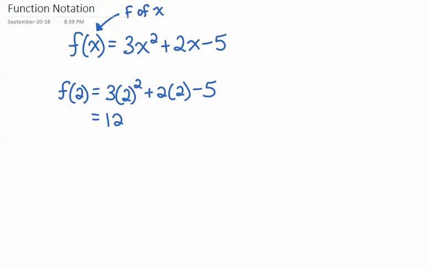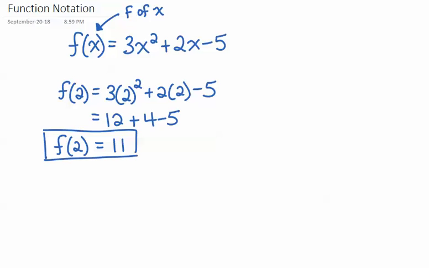So we got 12 because 2 squared would be 4, and 4 times 3 would be 12, plus 4 minus 5, which would equal 11. So now we know this is just saying f of 2 equals 11. And what that's saying is when x equals 2, y equals 11. Or you can write it as a coordinate, (2, 11). So that's what that's saying.